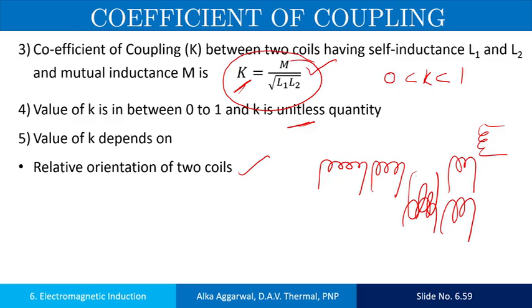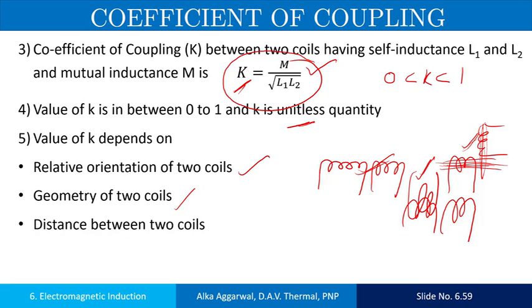In this case, the value is 1. In this case, the value is 0 because there is no link between the flux of the two coils. In this case, the value is between 0 and 1. It also depends on the geometry of the two coils. The self-inductance depends on the number of turns, area of the coil, etc. It depends on the distance between the two coils. If the distance is large, then the mutual inductance is small. If they are placed like this, in this case the mutual inductance is large.